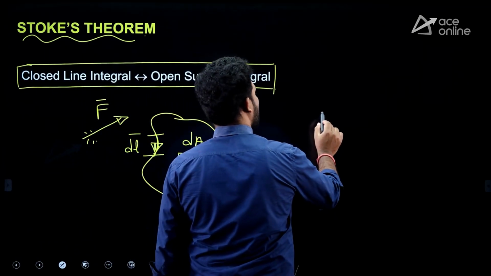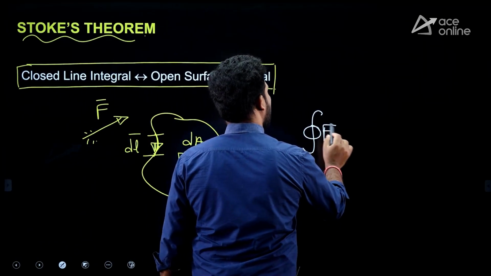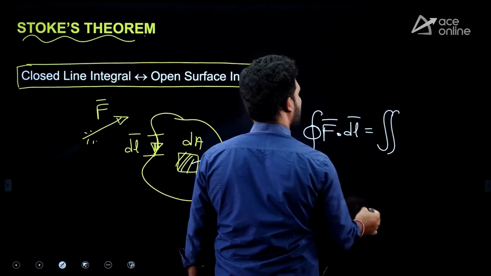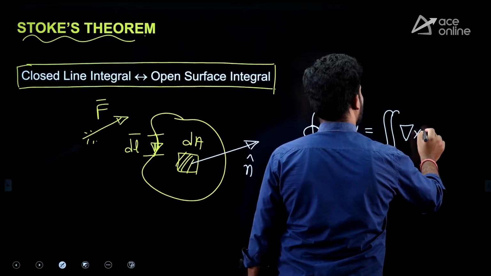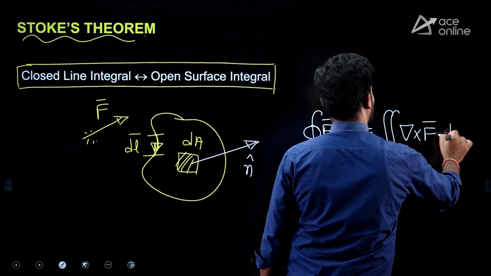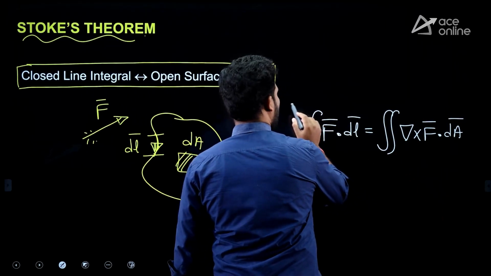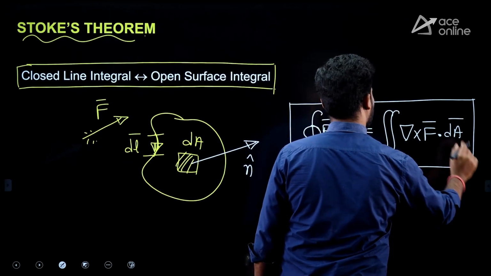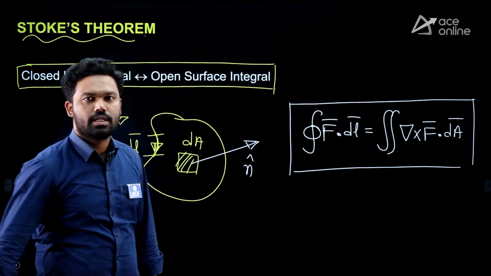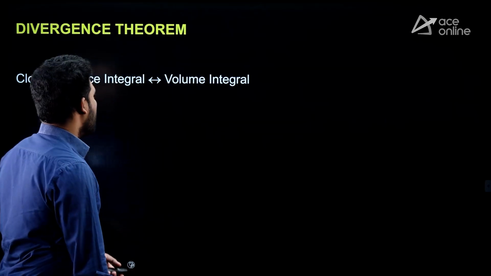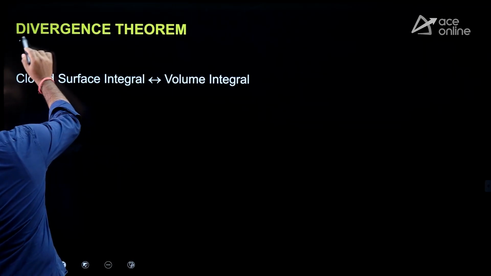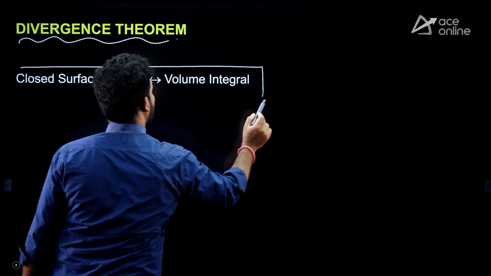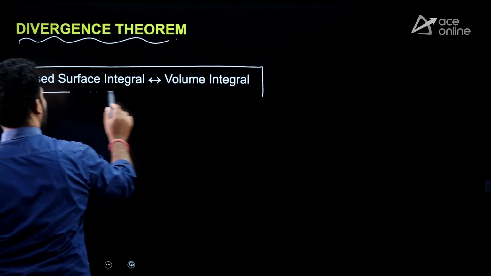Then what is the Stokes theorem saying? It is the closed line integral of F dot dl is equal to the surface integral of del cross F dot dA. So this is the Stokes theorem. Stokes theorem is going to help us in converting Maxwell's equations from differential to integral form and vice versa. Next one is the divergence theorem. What does the divergence theorem do? The divergence theorem relates the closed surface integral with the volume integral.